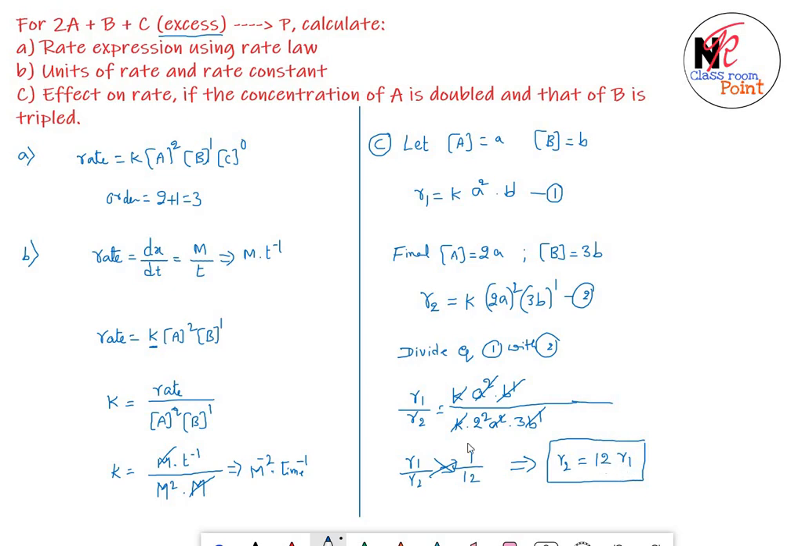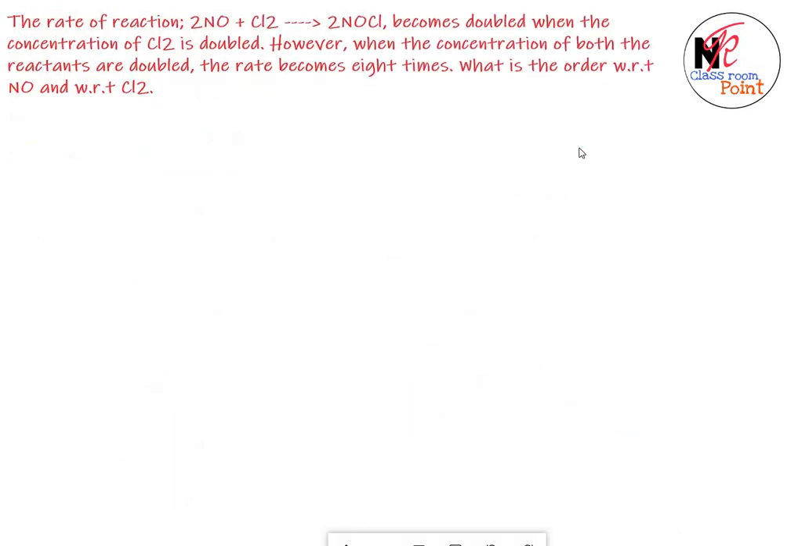Now let's go with another question. The question is: the rate of reaction 2NO plus Cl2 gives 2NOCl becomes doubled when the concentration of Cl2 is doubled. However, when the concentration of both the reactants are doubled, the rate becomes 8 times. What is the order with respect to NO as well as Cl2?